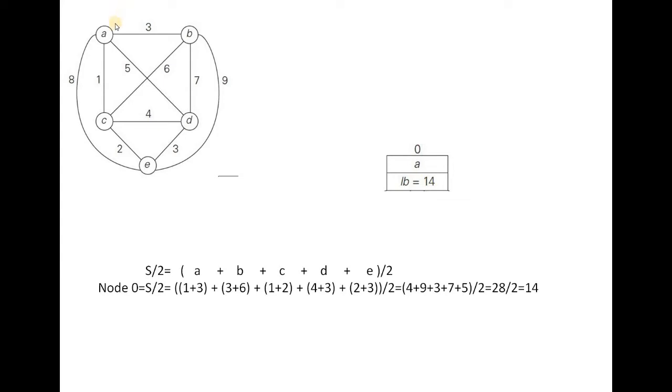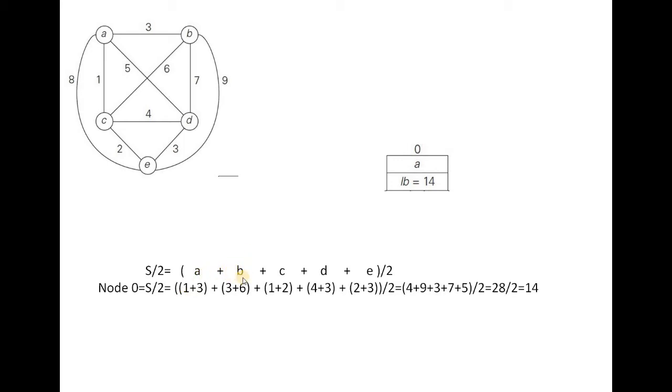The traveling salesperson wants to start his journey from node A. That's why the starting node is A. Now we'll see how to calculate the lower bound for this. For each city you need to find the two least cost paths. From A there are 4 nodes connected: B, C, D and E. Out of these 4 paths you need to find the two least cost paths. The two least cost paths from A are towards B and towards C, whose values are 3 and 1 respectively. So pick only 2 paths for A.